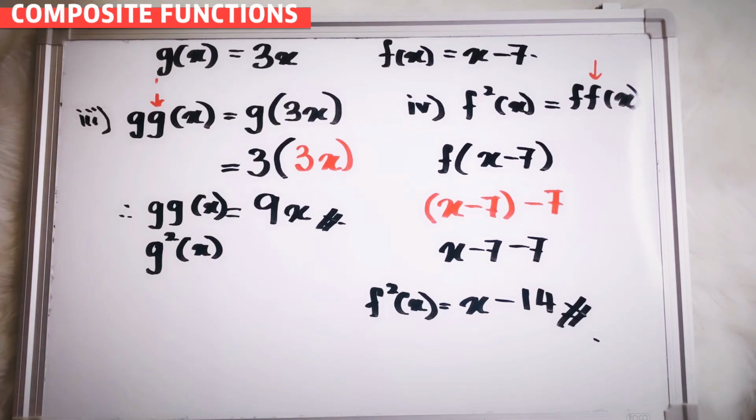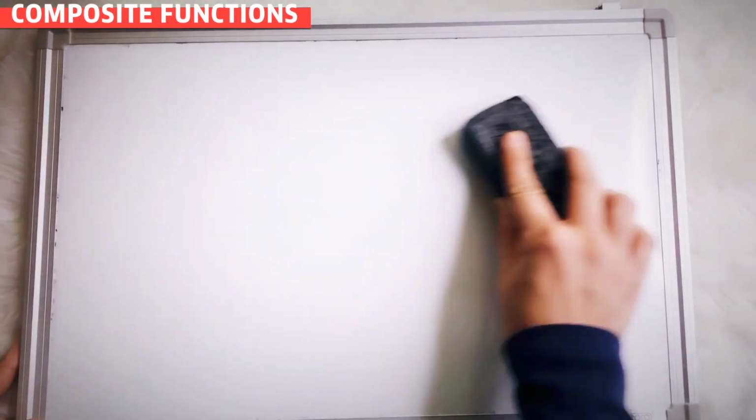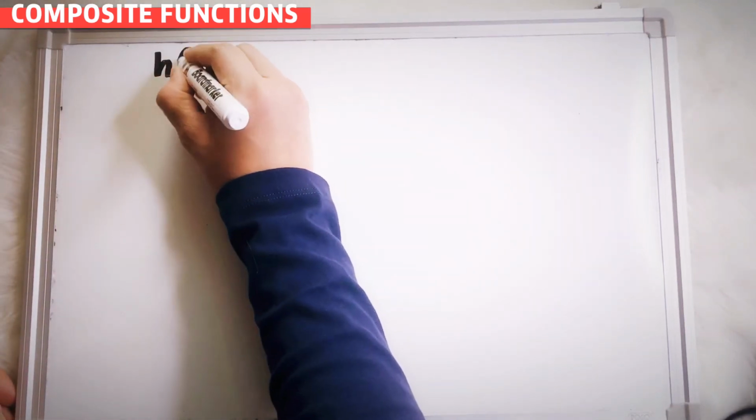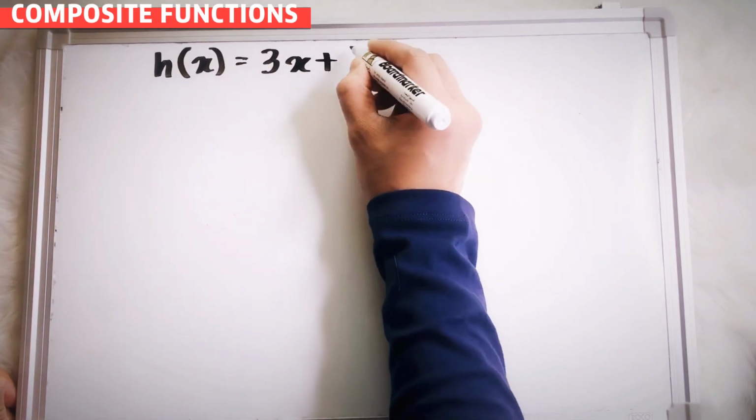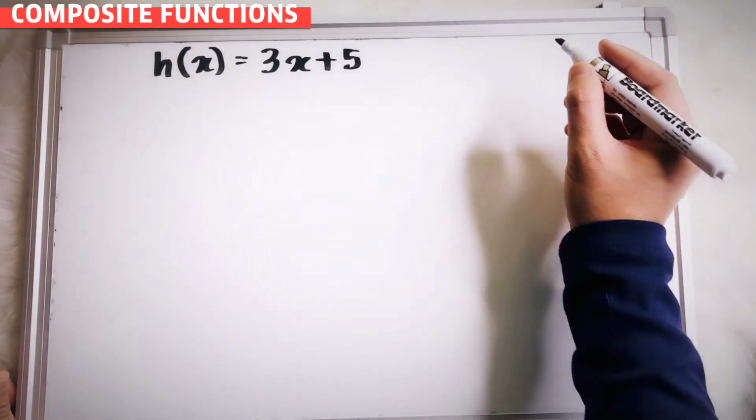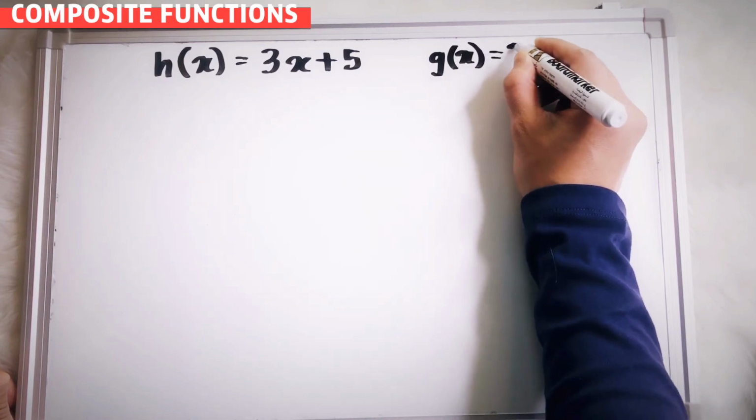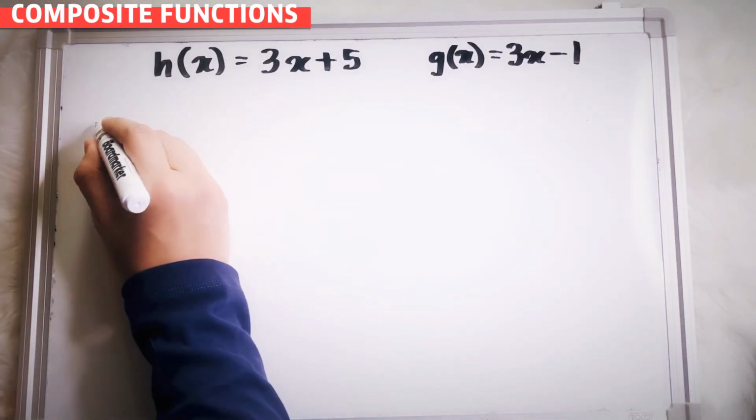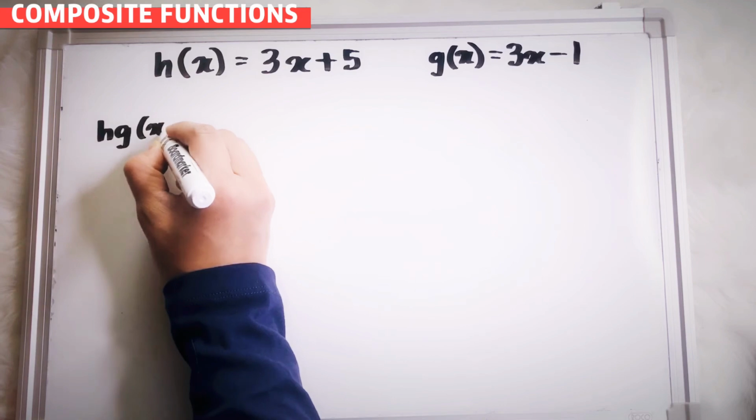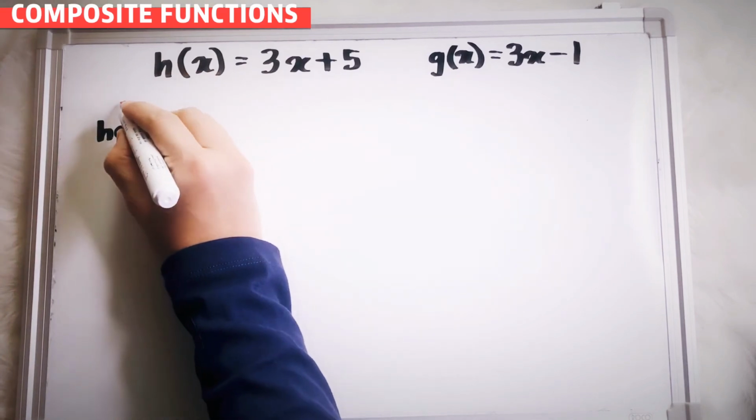Okay, one more I want to give you. Alright, different question. Let's say I give you h(x) equals 3x plus 5. Alright, and your g(x) equals 3x minus 1. Okay, so how to do the h(g(x)) function? Okay, we start from the back also.